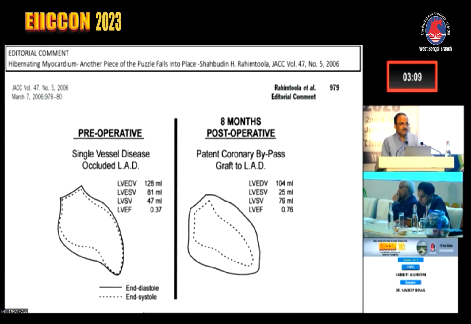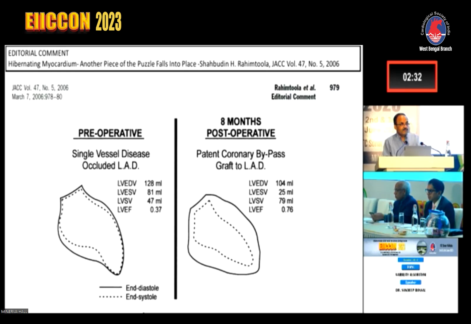It is approximately 20 years old. And this is one of the seminal editorials by a person who did a lot of work in this, Shahabuddin Rahimtullah. He actually showed in one patient who had an LAD disease and a dilated ventricle, shown on the left of the screen, that after the CABG was done, there was a great improvement in the ejection fraction from 37% to 76%.